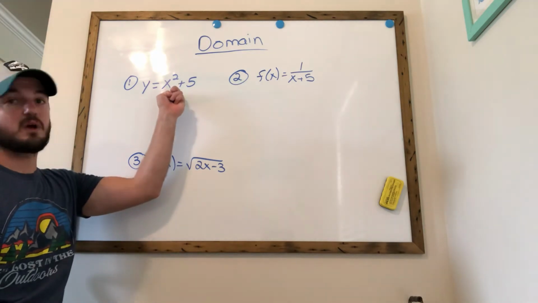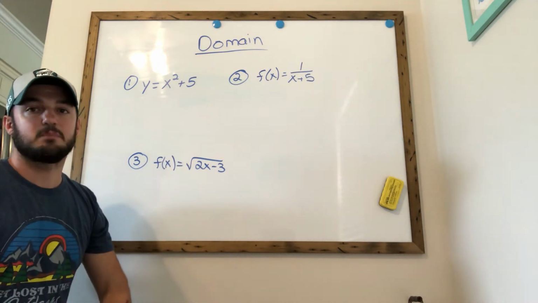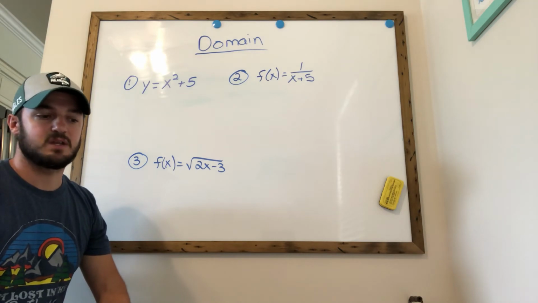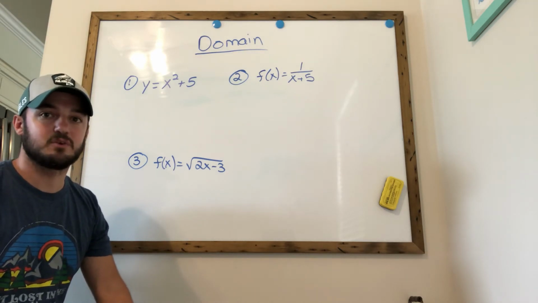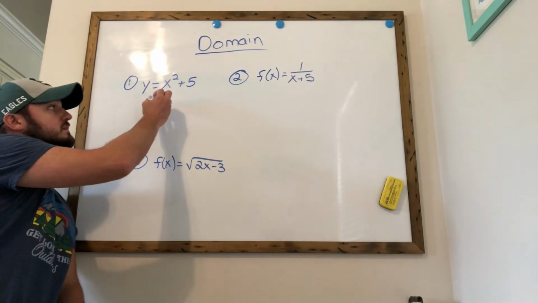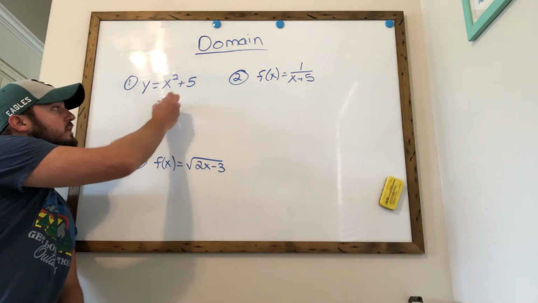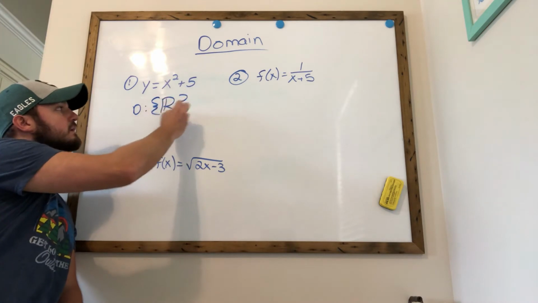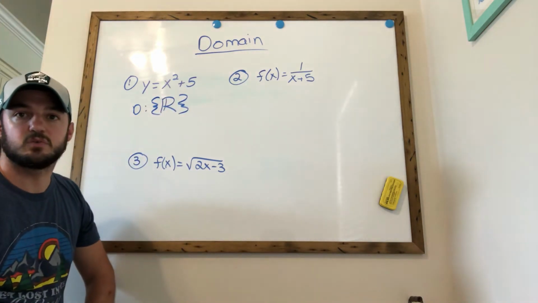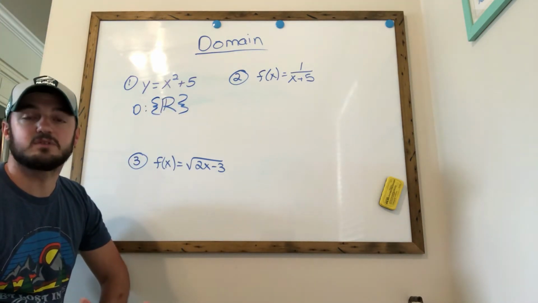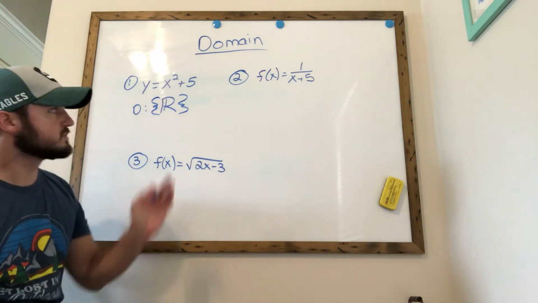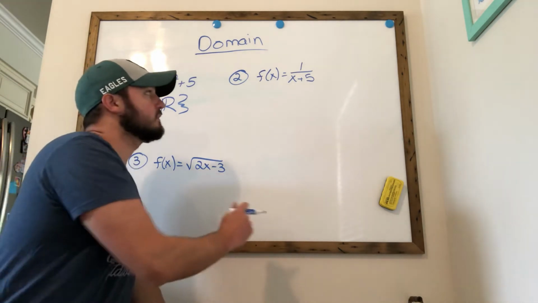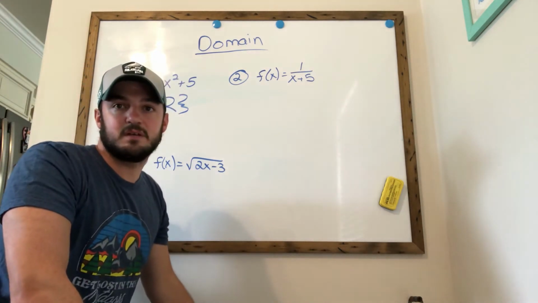So if you think about it, y equals x squared plus 5, is there any possible number that you cannot plug into it, right? Is there any number that we have to exclude from the domain? No, right? Because I can plug in whatever number I want, and the y value is going to be a real number, right? So that's going to work.